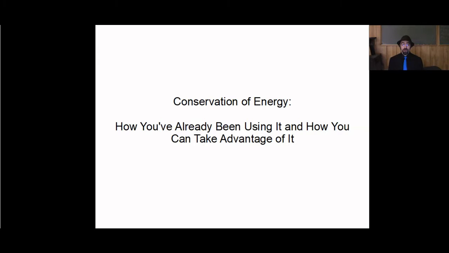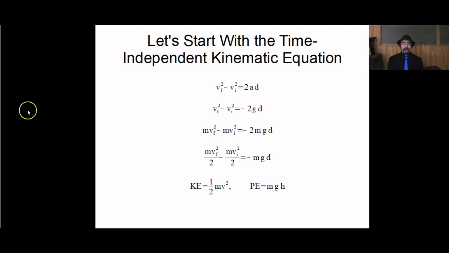So first thing I'd like to go through is that you were probably using a conservation of energy technique very early on in your physics course. They just didn't call it that. They called it kinematics, particularly the time-independent kinematic equation.